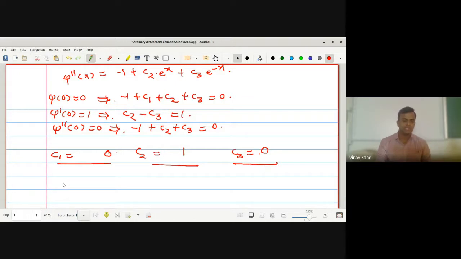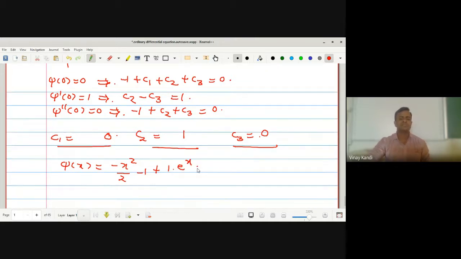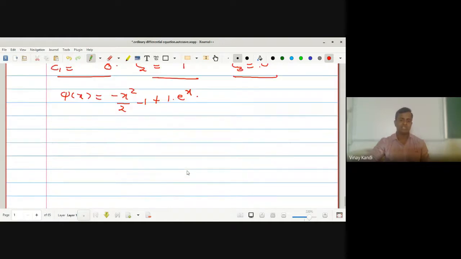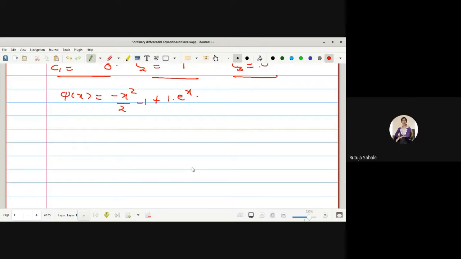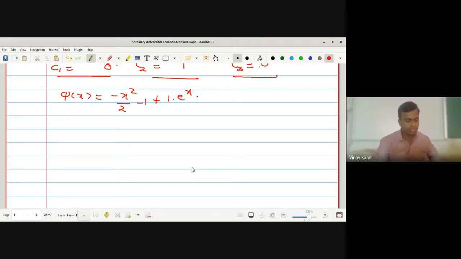So required psi of x, required solution is equal to first psi p, x square upon 2 minus 1. So C1 and C3 are zero, plus C2 is how much, 1, phi 2 is how much, e raised to x. So this is the required general solution which satisfies the given initial condition. Okay, any doubt? No, sir. Okay, now solve this homework.